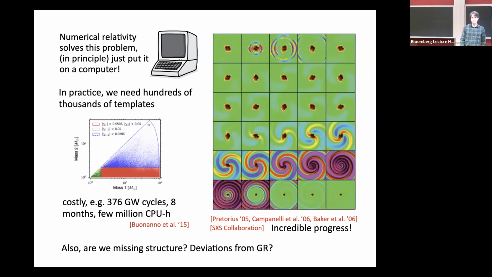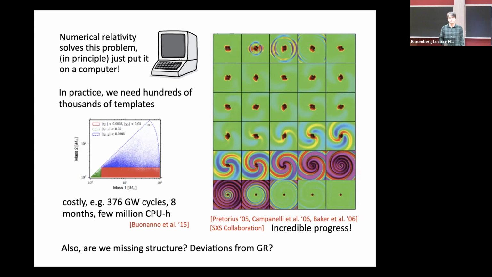So we have to have at least some semi-analytical understanding of the waveforms to be able to do this. As an example, if one wants to generate around 400 gravitational wave cycles, this was done a few years ago, but it took 8 months and a few million CPU hours on a cluster supercomputer. This is just not practical. Also, there are other reasons why analytical understanding might be useful, because we want to understand different features of the signal, and eventually study deviations from GR, which would require a whole new code in numerical GR.